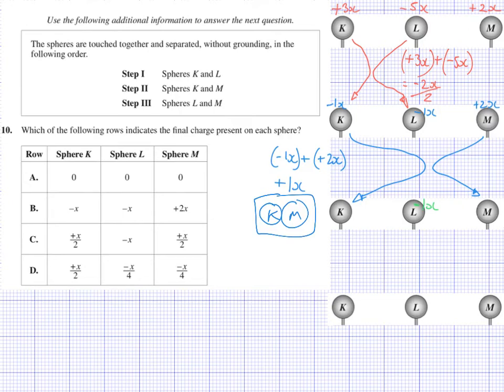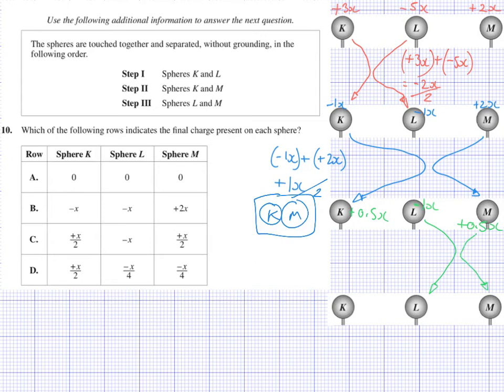So what happens when we separate them, given that they're equal size? Yep, you got it. They're going to share the charge. So they're going to divide this by 2. So it's going to be 1x divided by 2, which of course gives us positive 0.5x, and over here, positive 0.5x. Okay, so far so good. Now we're moving on to step 3. Step 3, L and M touch. So there it is.